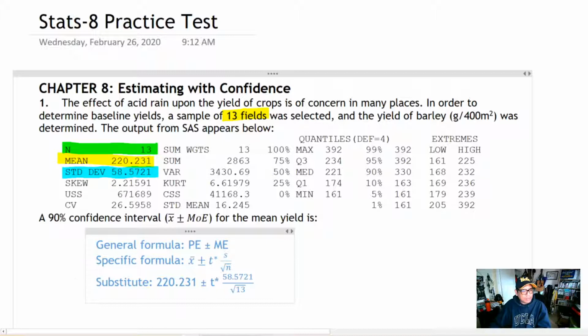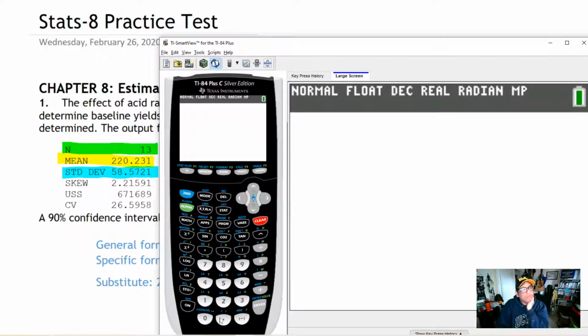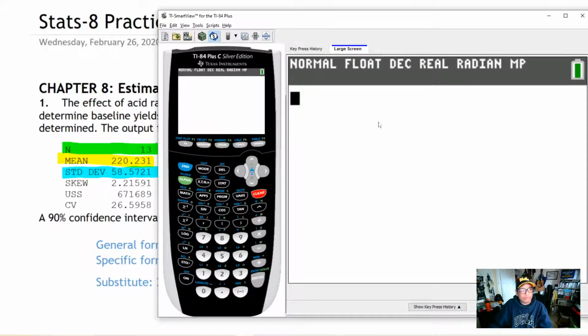Now let's talk about this t star, and there are a couple of different ways that I'm going to show you to get it. The first way is if you are in a calculator classroom and you do have access to a TI-84, you're going to go ahead and use your TI-84.